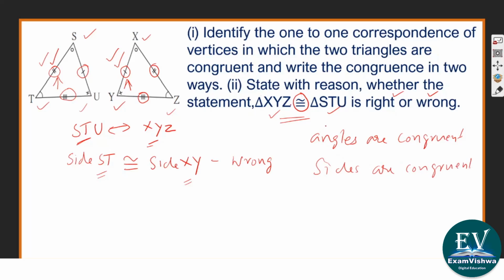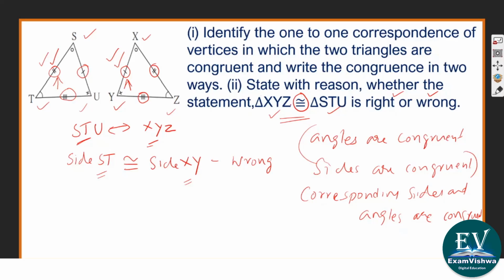Above that, when we write this, you should check that the corresponding sides and angles are congruent. Correct? Now these questions come: STU is not congruent to XYZ. So is there any congruency?